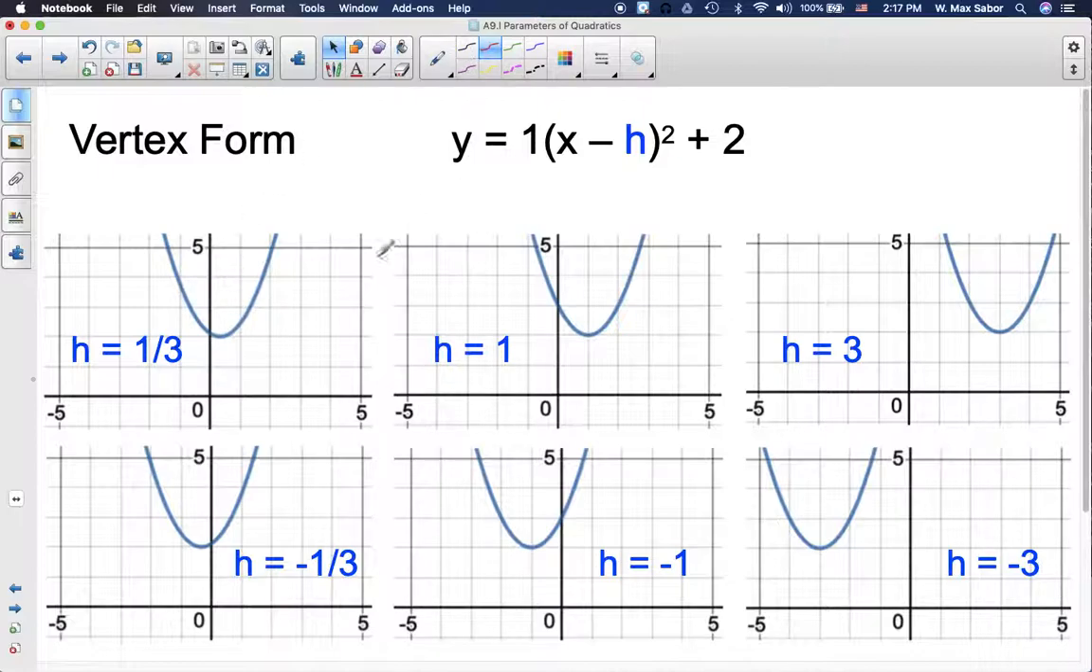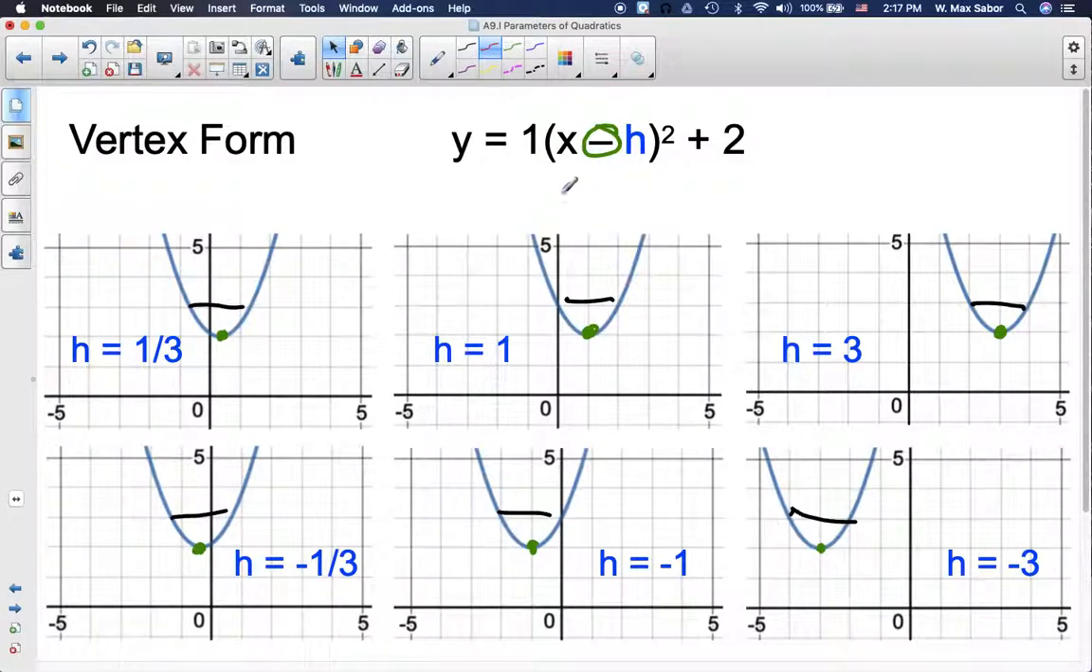H, now I've fixed A, so they all have the same tightness, the same width. But what's different is the location of the vertex. And now the location of the vertex is moving left and right. As I make h positive, it moves to the right. As I make h negative, it moves to the left.